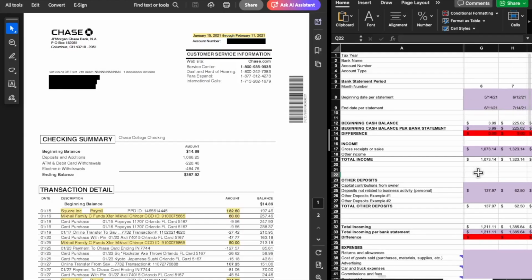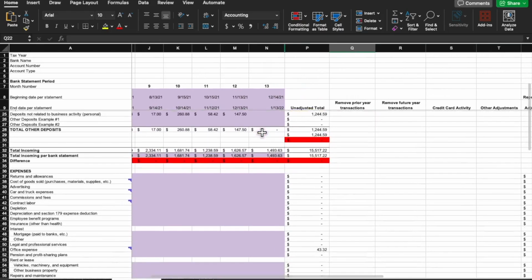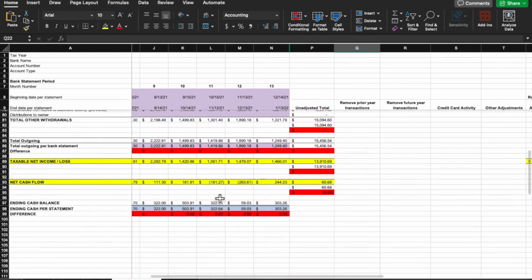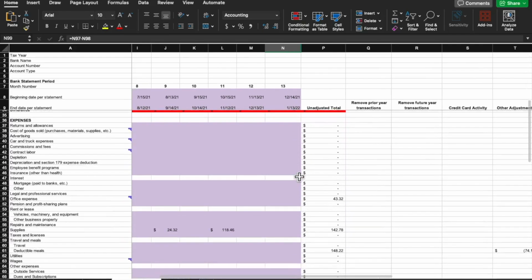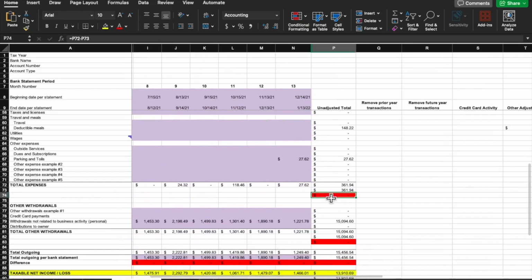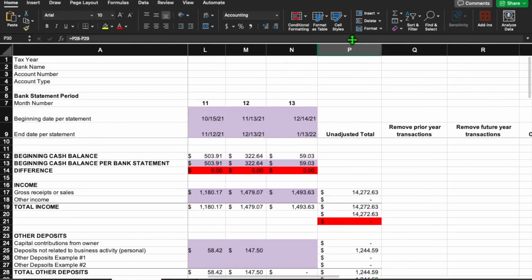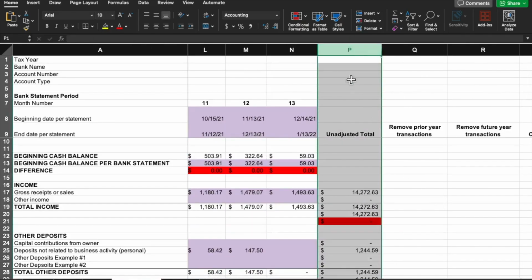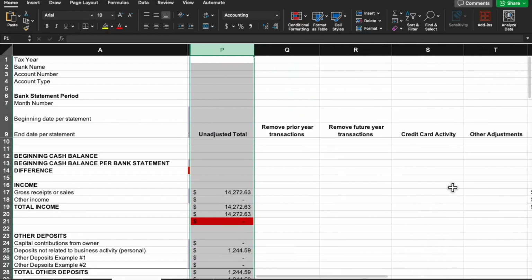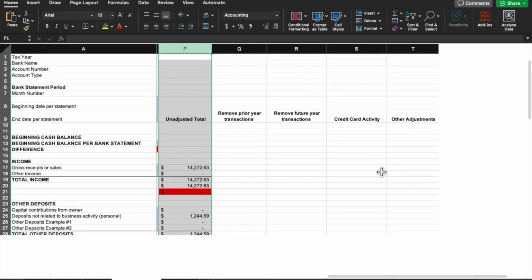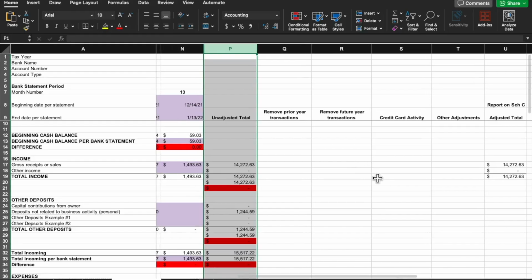I'm not going to go through every single one of these because the process is pretty much the same. I already put everything in. My ending cash balance for the year ties with what I'm calculating here. Everything ties. I have nothing in the red. This column P is our total, our unadjusted total for the year. We do need to make some adjustments for other items, and you'll see what I mean in a moment.